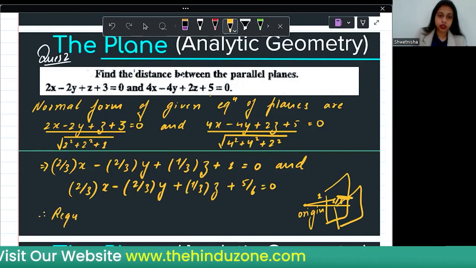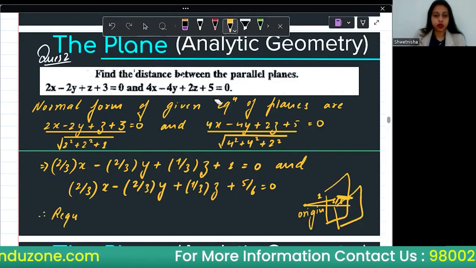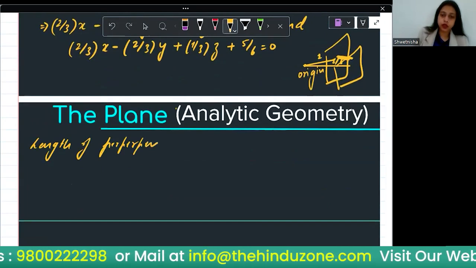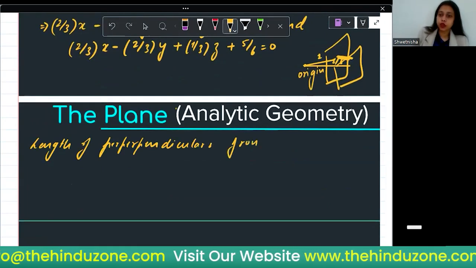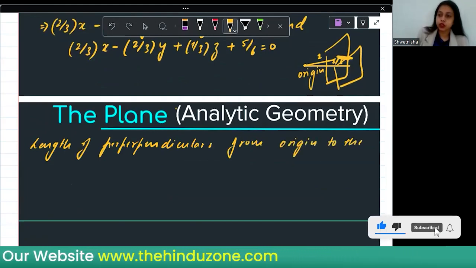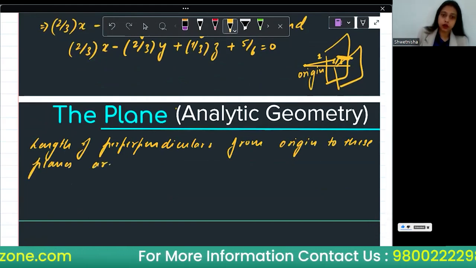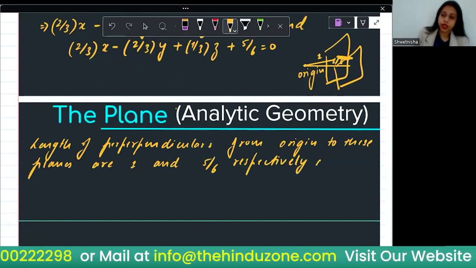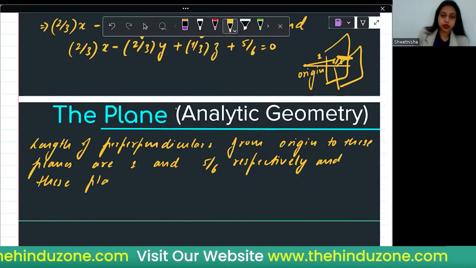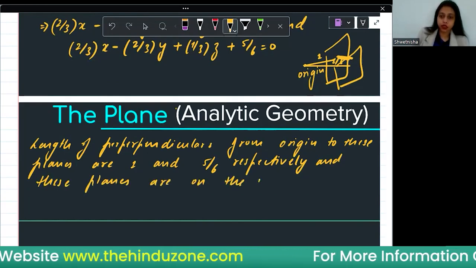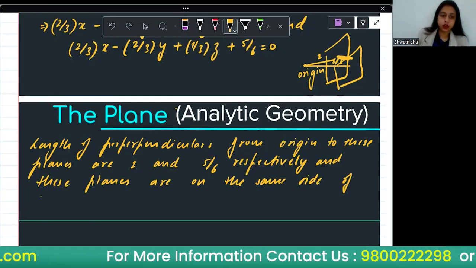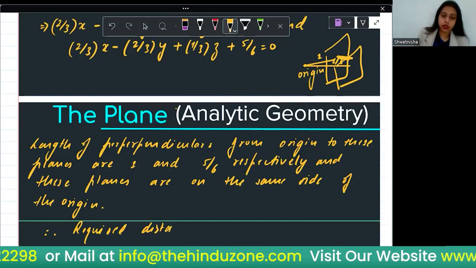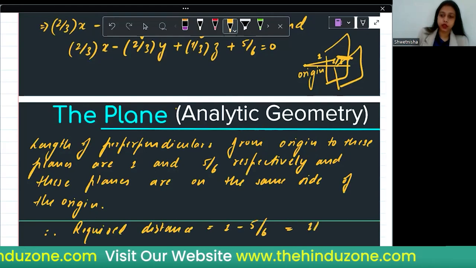Therefore, required, or you can mention everything. Mention here first that the length of perpendiculars from origin to these planes are 1 and 5 by 6 respectively, and these planes are on the same side of the origin. Therefore, the required distance is 1 minus 5 by 6, which is 1 by 6.